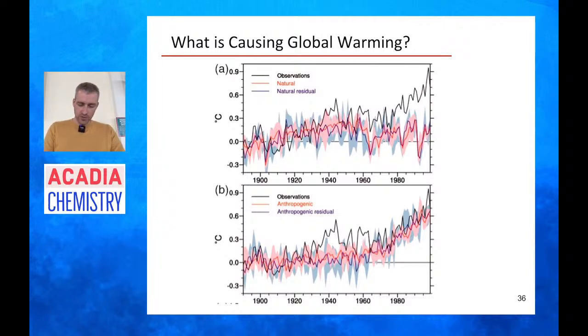This is what was observed at that time in terms of temperature fluctuations, which is the black line. They looked at all natural causes, and they see the red line. So the red line, basically if it's along this line, that means no warming or cooling. And looking at anthropogenic sources, meaning man-made or human-made sources of pollution, we get very good agreement between what's actually observed and what's predicted based on their model.